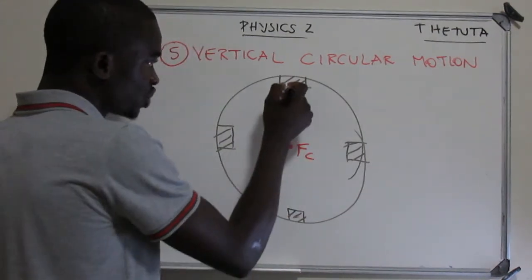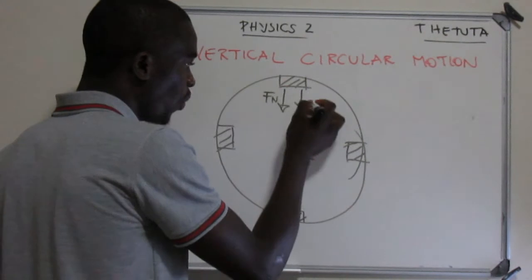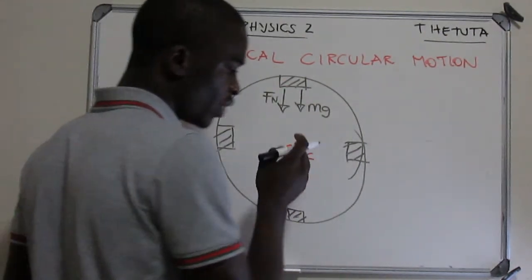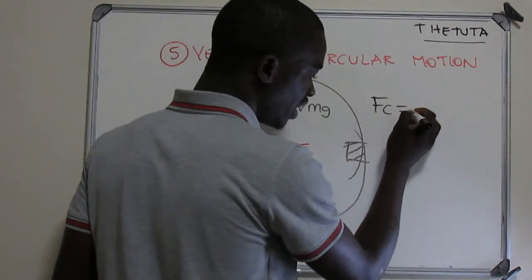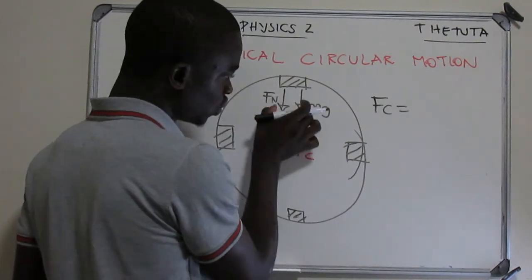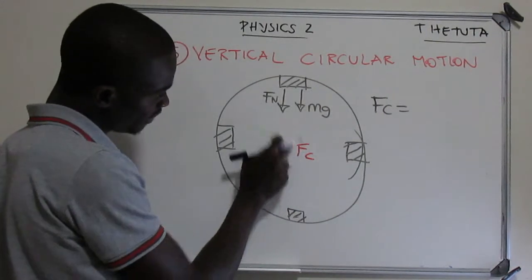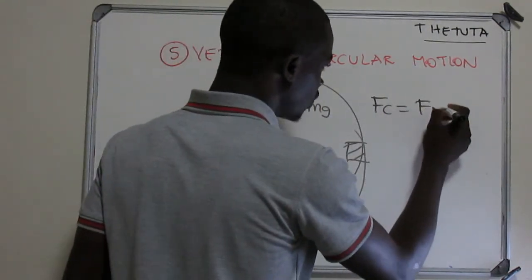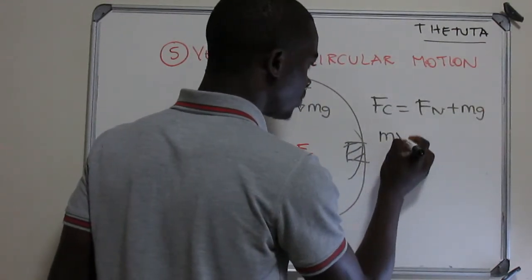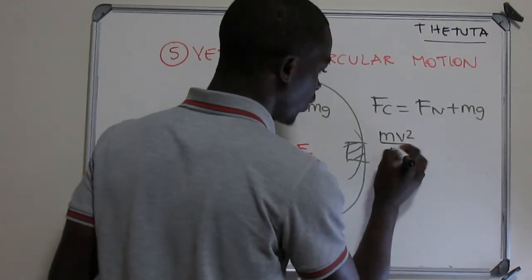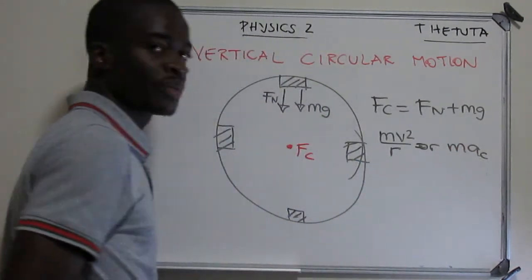On the top here, what we're going to observe is that the net force is going down, and as well the weight is going down. Automatically, for this case, our centripetal force will be given by the two adding to each other because they are both going in the same direction. In order for this body to go around, this must be equal to that. Therefore we're going to have the net force plus mass times g, and the net force we know is given by mass velocity squared over the radius, which is the same as the mass times the centripetal acceleration.